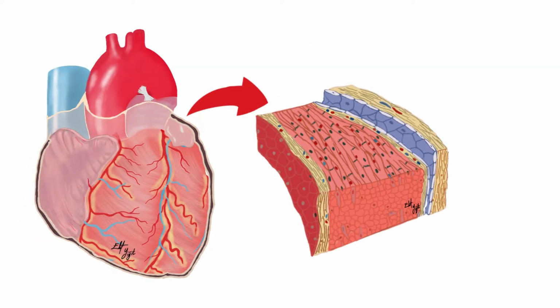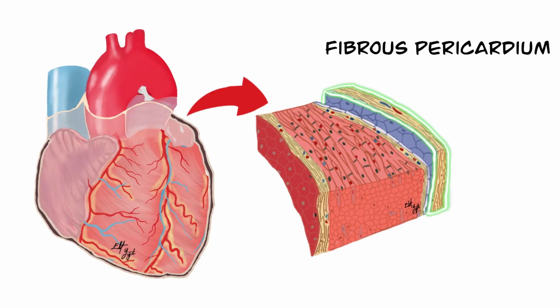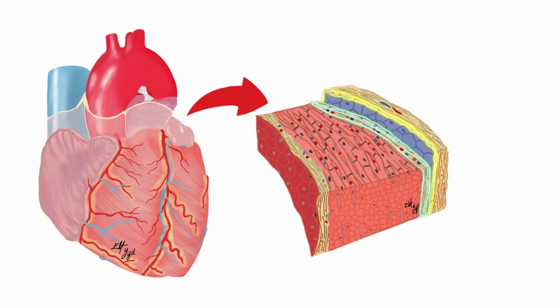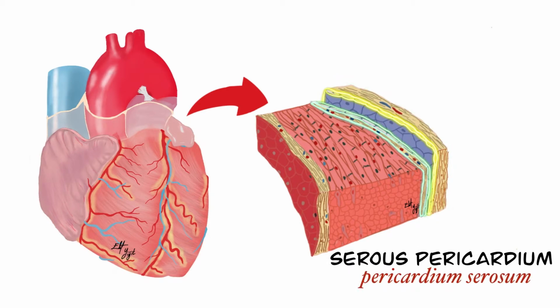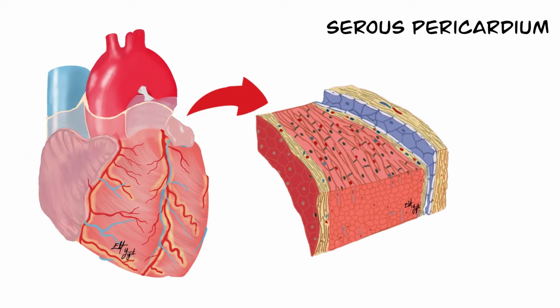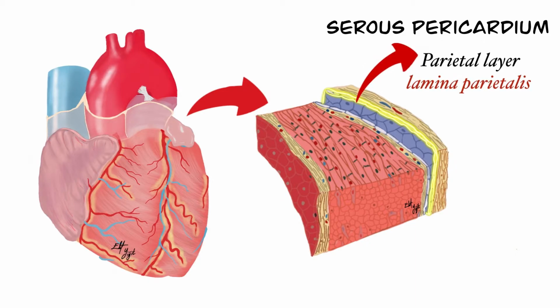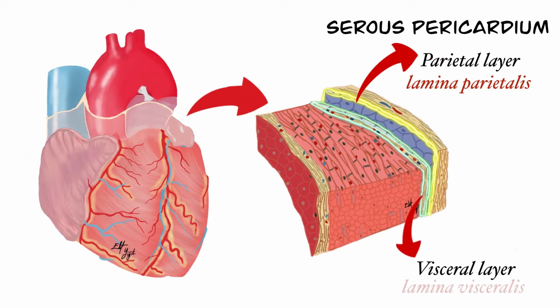It has 2 layers. The outer thick and tough layer is the fibrous pericardium, or pericardium fibrosum in Latin, and the inner layer is the serous pericardium, also known as pericardium serosum in Latin. The serous pericardium also has 2 layers. These are the parietal layer, also known as lamina parietalis in Latin, where lamina means layer, and the visceral layer, which is lamina visceralis in Latin. This is also known as the epicardium.